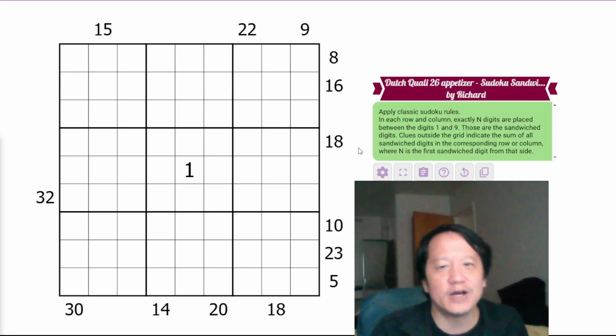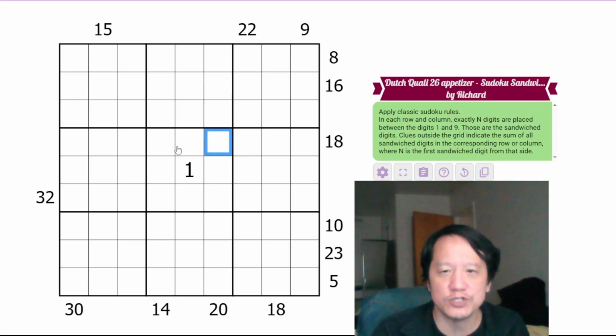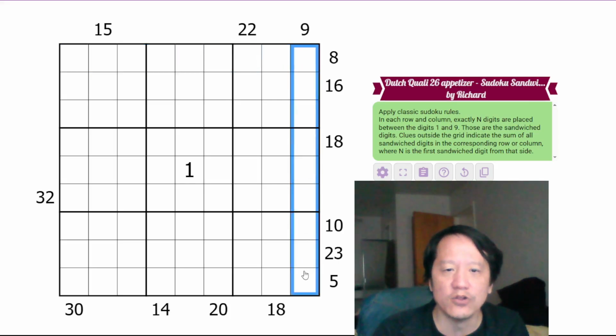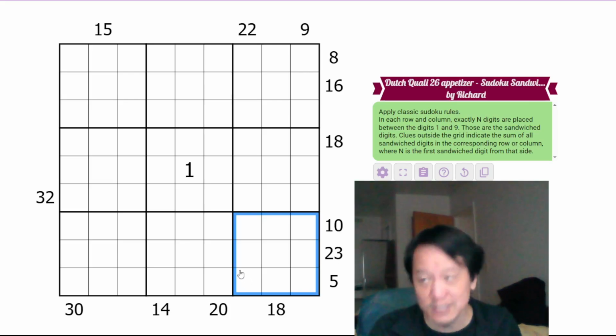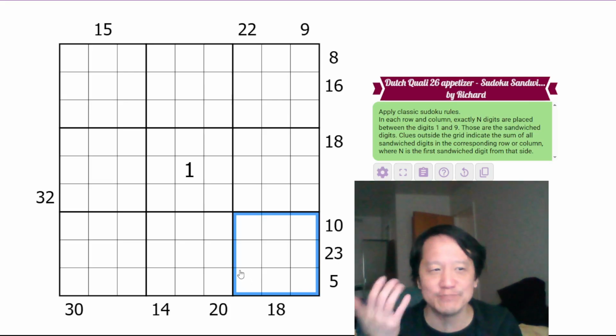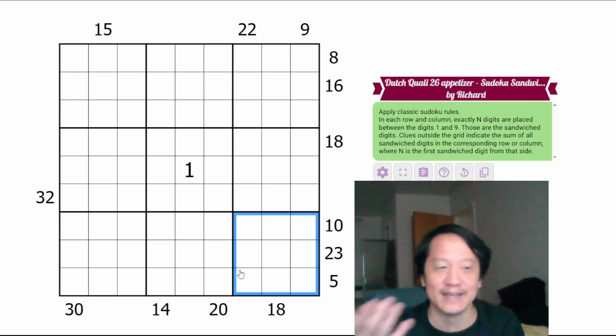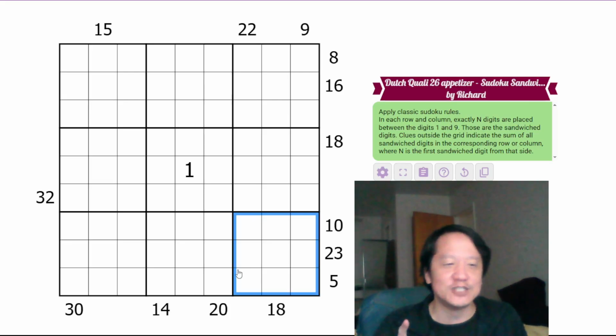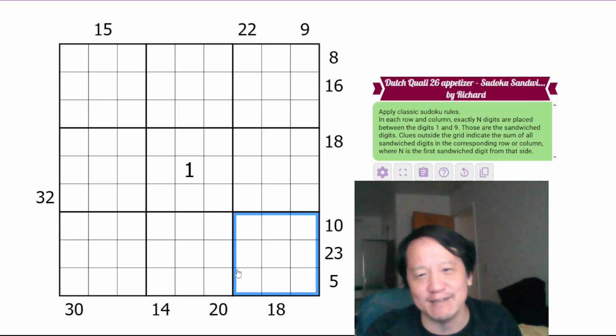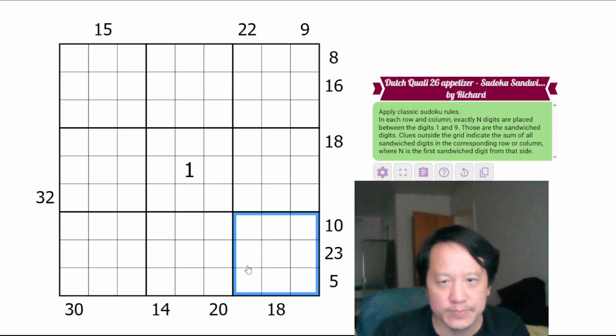Apply classic Sudoku rules, which means in every cell in the grid, place a single digit such that every row, column, and designated 9-cell region contains the digits 1 through 9 exactly once each.